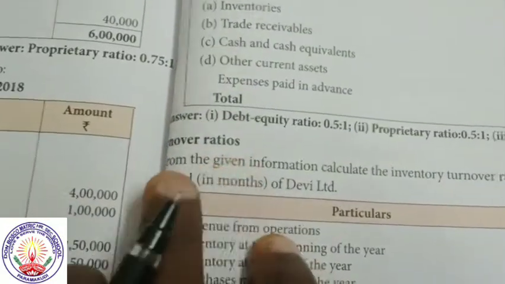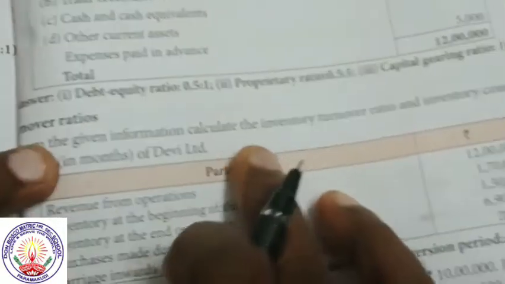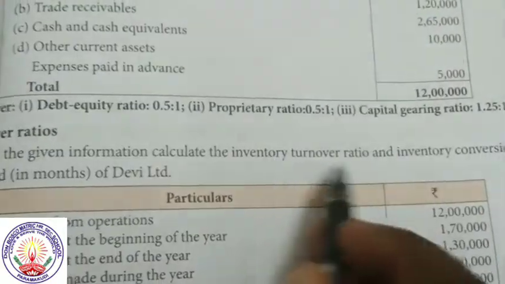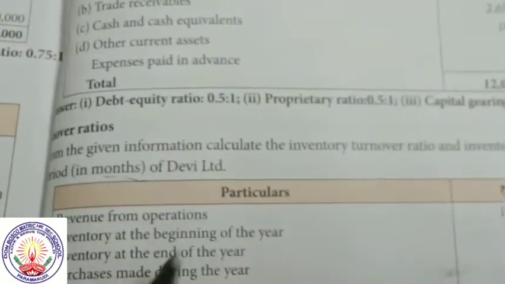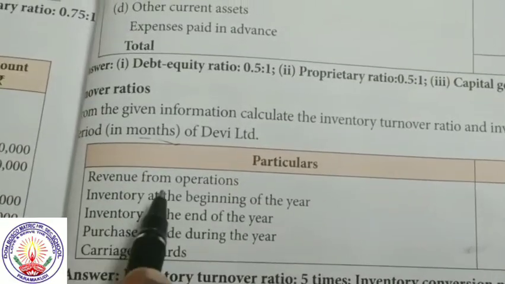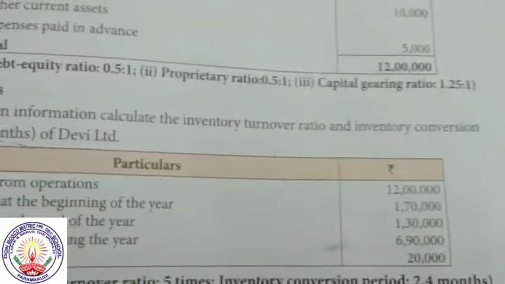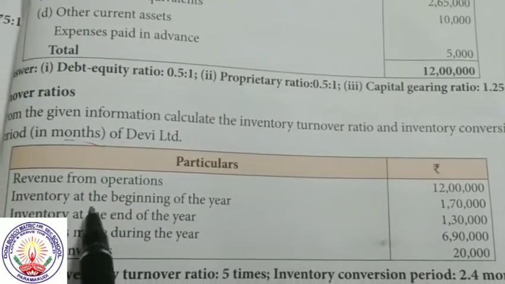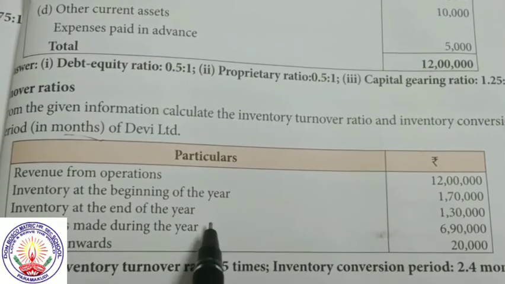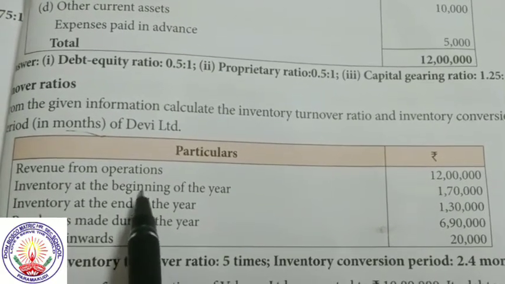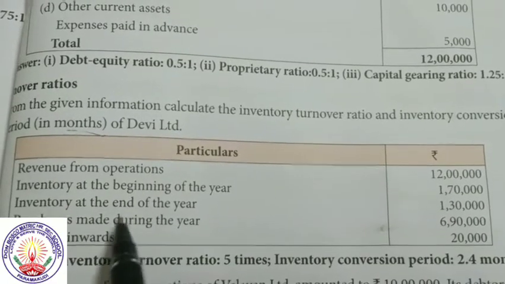Turnover ratio. Exercise sum. From the following information, calculate inventory turnover ratio and inventory conversion period in month. Particulars: Revenue from operation 12 lakhs. Inventory at the beginning of the year 1,70,000. Inventory at end of the year. End means closing year. Beginning means opening year.